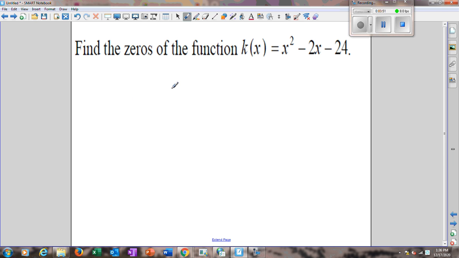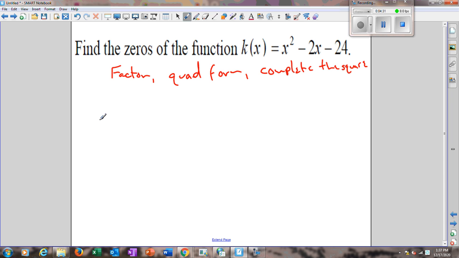The next problem is find the zeros of the function. So anytime it asks me to find the zeros, remember there are 3 ways I can do it. I can either factor, use the quadratic formula, or complete the square. In this case, I'm going to try to factor first.